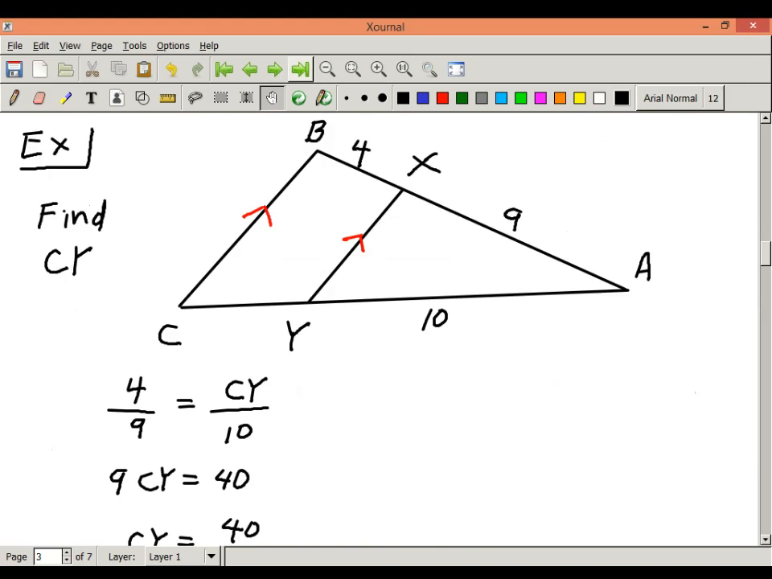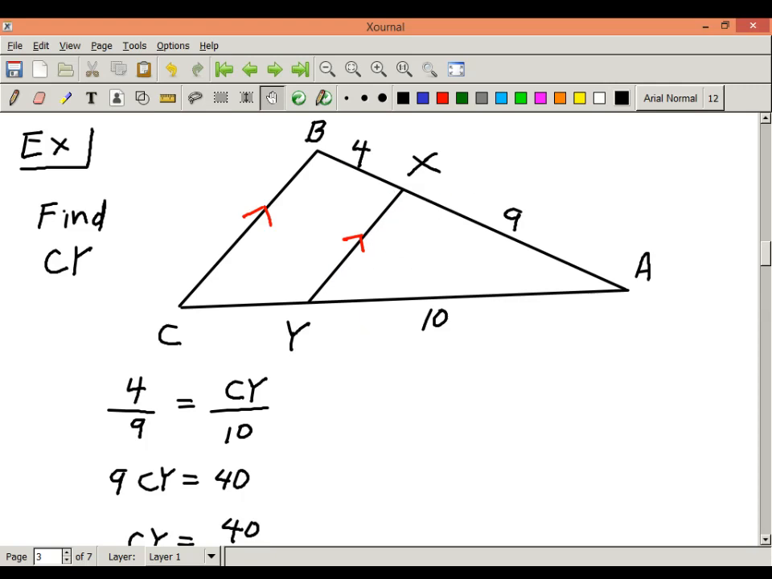Okay, let's do an example using that. You see the example is not that bad. So we've got a line parallel to one side of a triangle. You see line XY parallel to side BC in that triangle. So the triangle proportionality theorem just says that a parallel line divides the two sides proportionally.